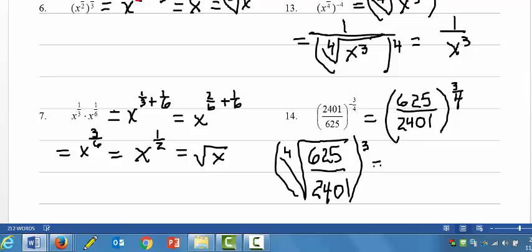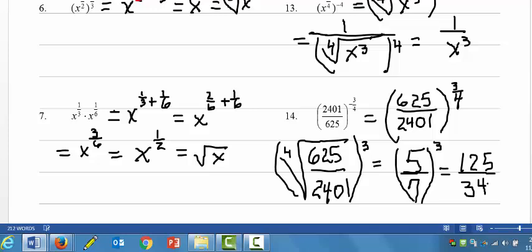Well, the fourth root of 625 is 5, and the fourth root of 2,401 is 7. So 5 over 7 is what I'm actually raising to the third power. 5 cubed is 125. 7 cubed is 343. So that's my final answer on this one.